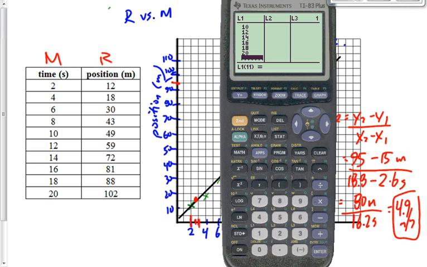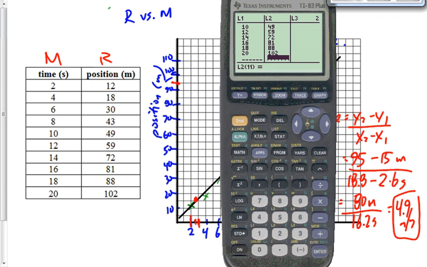Now I'm going to scroll up and do the same thing with my y variables, or my y values. Here we're going to get 12. We're going to get 18. We're going to get 30, 43, 49, 59, 72, 81, 88, and 102. I'll wait for you here until you guys get caught up to where I am, have your data table completed in there.